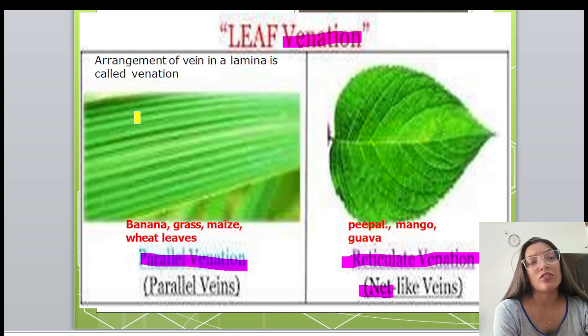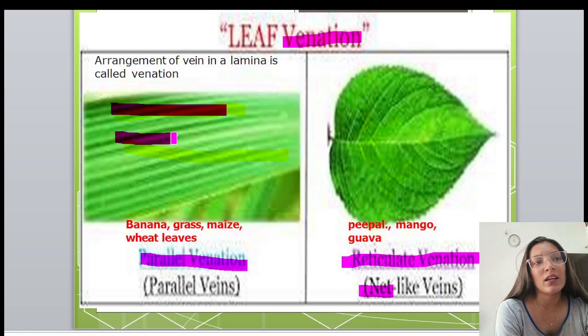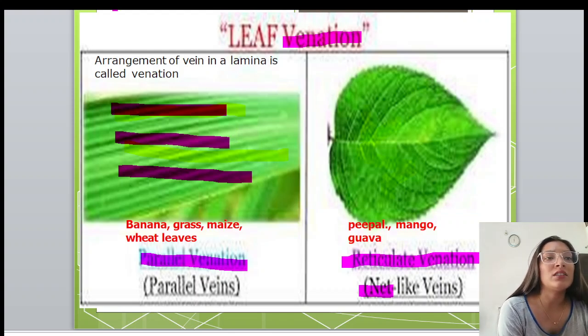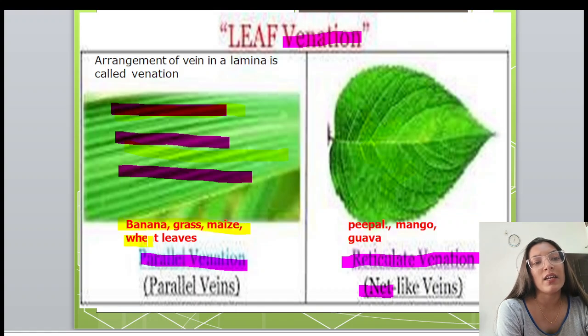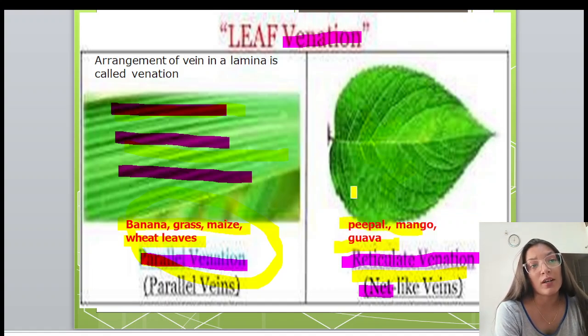But when the veins are arranged like railway tracks, you must have observed that they are running parallel to each other, somewhat like this. One track is like this, then another track is like this, third one is like this. So you can see that all the three tracks are running parallel to each other. So when they are running parallel, this type of venation is called parallel venation, and it is generally observed in bananas, grasses, maize, wheat leaves, and you can recall that all these are examples of monocots or monocotyledons. But reticulate venation is generally observed in dicots, and examples are peepal, mango, guava, etc.